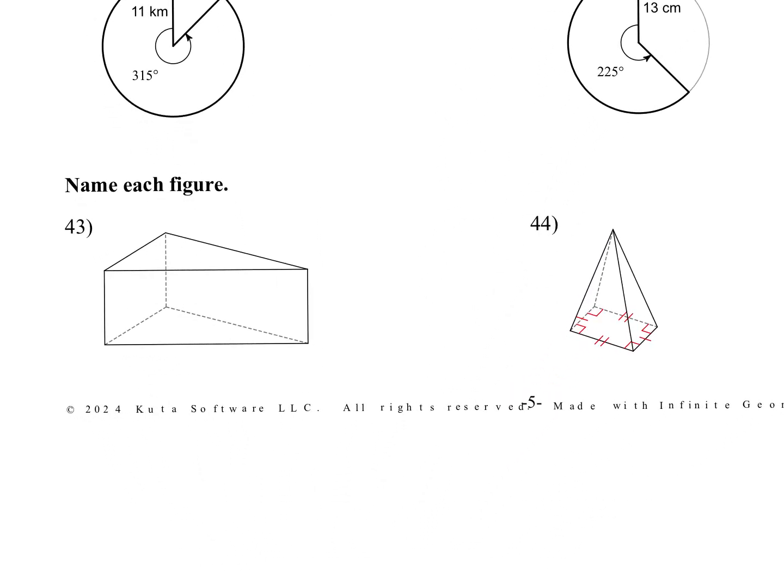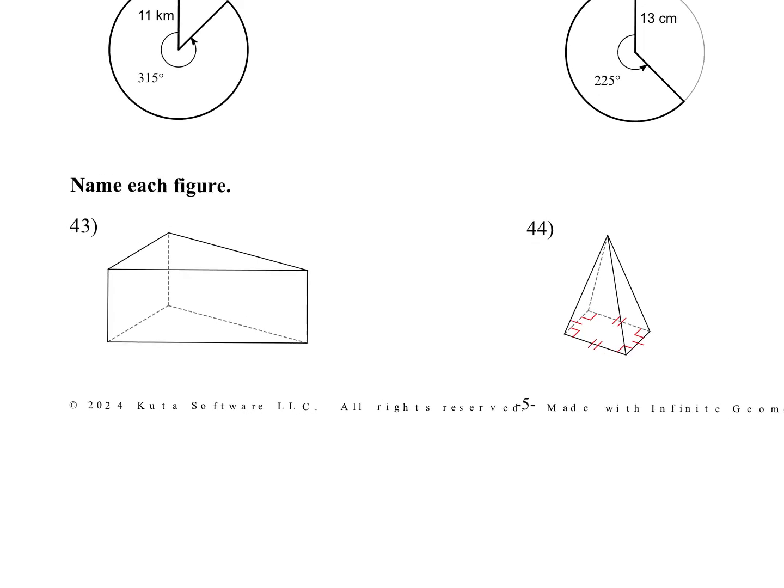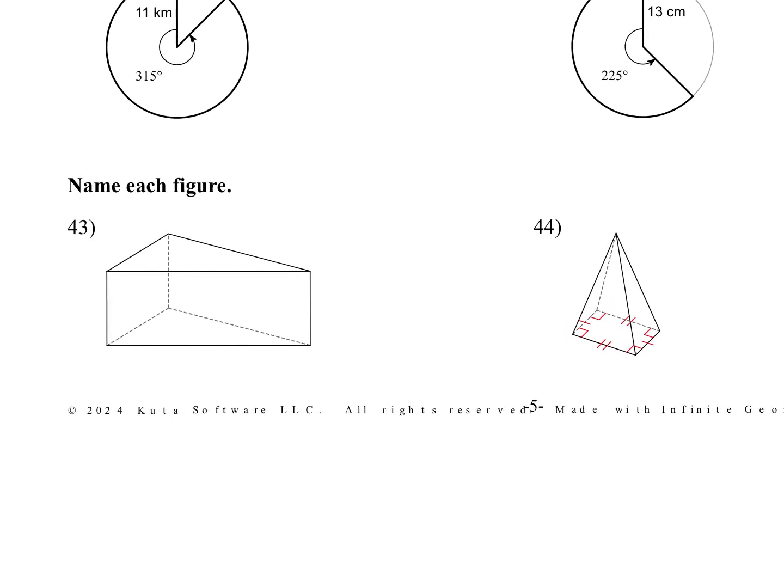Day 3 is all about chapter 9 with surface area, volume, and 3D figures. First we're going to start by naming the figures. How do we name a 3D figure? Where does this name come from?